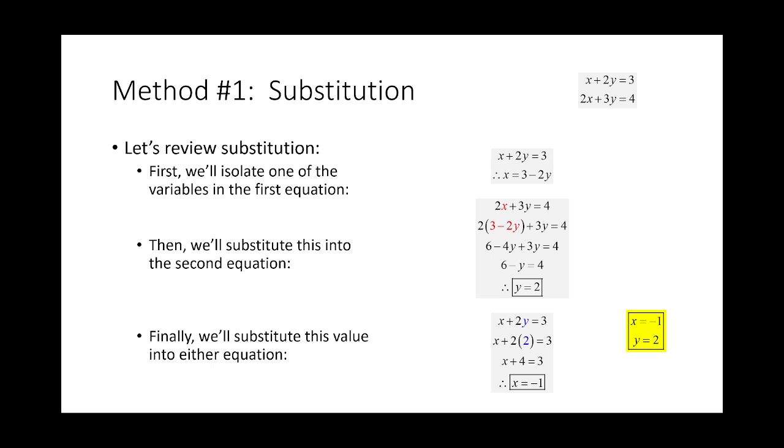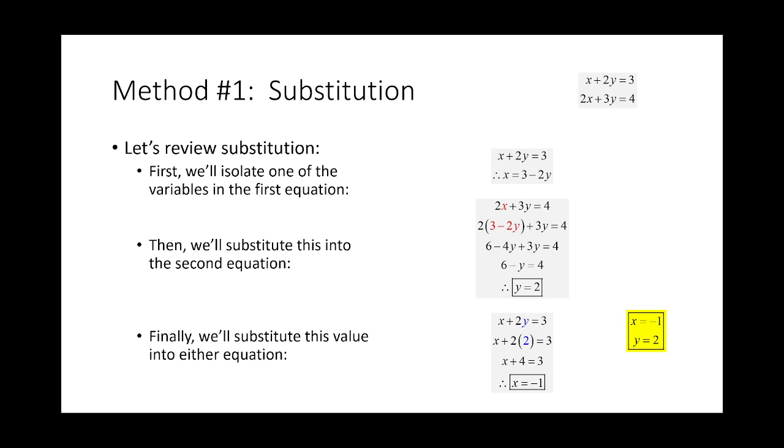Look at the top equation. x plus 2y equals 3. What's negative 1 plus 2 of that? It's 3, right? What about the second expression? 2 of this and 3 of that. 2 of that's negative 2, 3 of that's 6. Negative 2 plus 6 is 4. So you can very easily see that that set of values satisfies both equations.